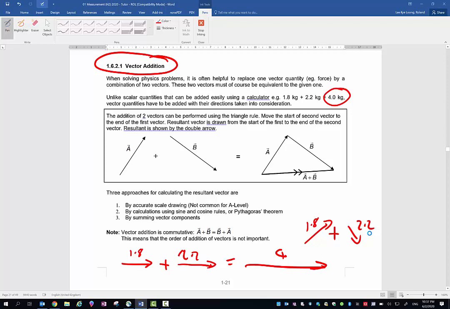In A level, there are three approaches. Approach one is the accurate scale diagram. This kind of thing they asked in the past and they do not ask that anymore, so you don't really need to worry about this. A second method is by calculation using the sine and cosine rule or Pythagoras' theorem. This is a mathematical style of doing it. It can work, but it's not always that straightforward. The easiest way is to use the component method. I assure you that for physics, if you just use the component approach, you're definitely able to solve all the questions.